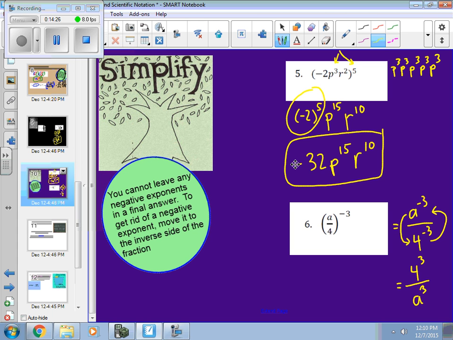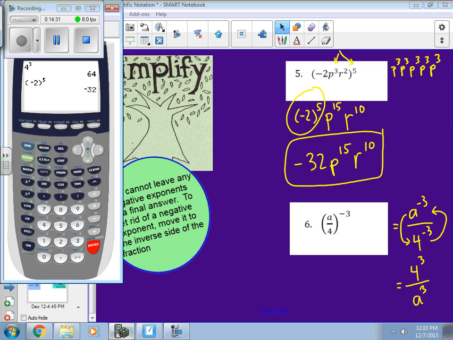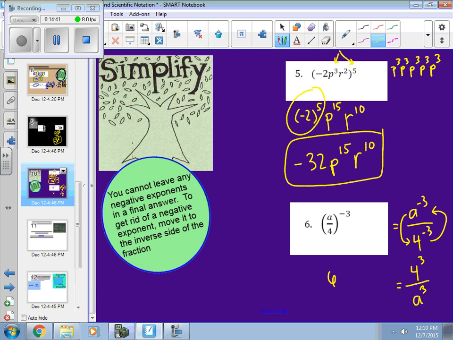Last thing we want to do now is see what is 4 to the 3rd power. So that's where you'd use your calculator, do 4 times 4 times 4. I think we did that one before. It looks like 4 to the 3rd power is 64. So our final answer on this one would be 64 over a to the 3rd power. That's a simplified way to write it.